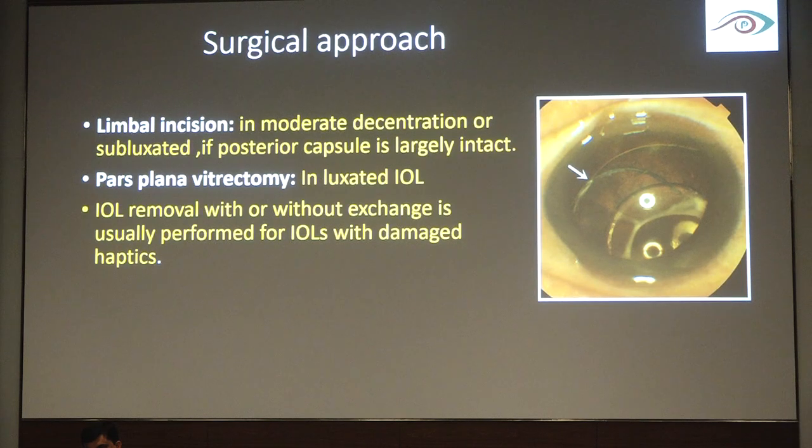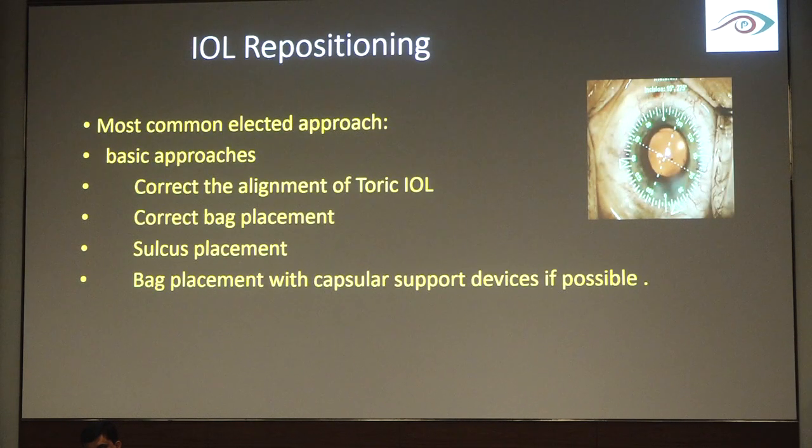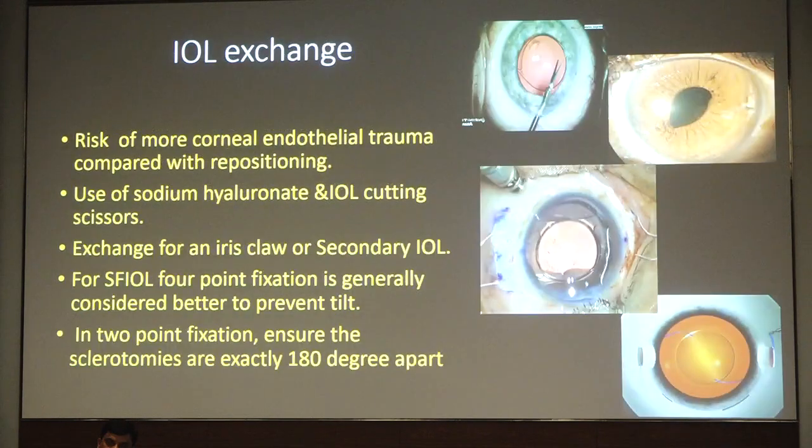Surgical approach is mainly limbal or pars plana, depending upon your decentration. For repositioning, correct the alignment of your toric, and correct the bag placement; use sulcus placement if your bag is already gone. If you still need to go ahead with bag placement, put a capsular supporting device if it's possible. If you're exchanging it, use your sodium hyaluronate and your IOL cutting forceps. If you're going ahead with the SF IOL, make sure it's a 4 quadrant and you tighten the suture, or if it's a 2, make it a 180 degree apart sclerotomy.